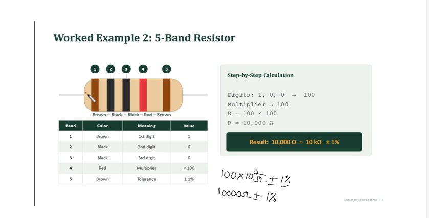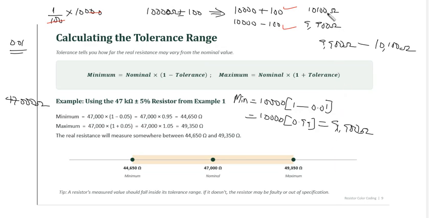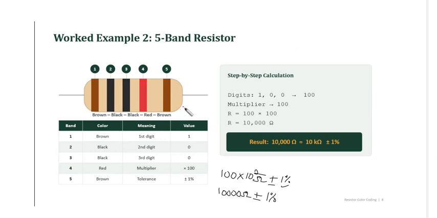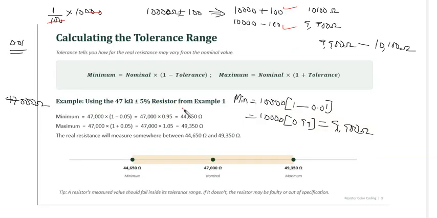Now, if you see a 5-color band resistor like this, for example, and after doing your theoretical calculations, you discover that the resistance is supposed to be 10,000 ohms plus or minus 1%. That means you are working with this range of values. When you now take a measurement with your multimeter or whatever device you're using to measure the resistance, the measured value should fall within this range. If it falls outside of this range, that means that resistor is actually faulty and is not functioning properly.